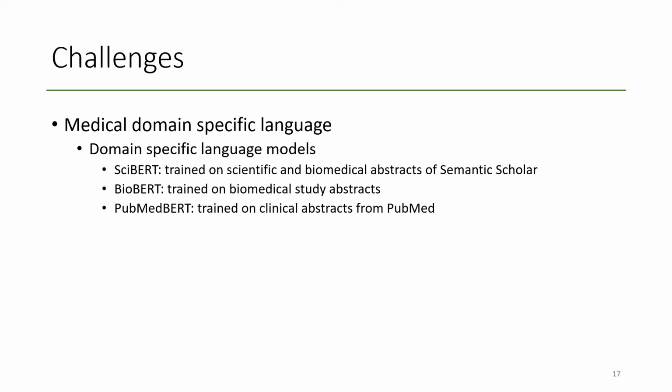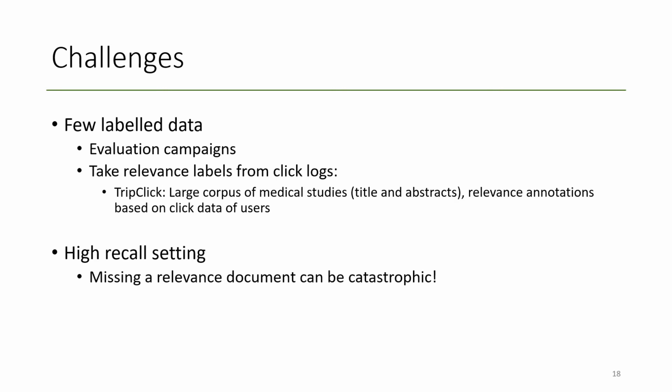So there are different models like SciBERT, which is trained on scientific abstracts of Semantic Scholar. Then there's BioBERT, trained only on biomedical study abstracts, and PubMedBERT, which is only trained on the abstracts of clinical trials. Another challenge for training neural information retrieval methods for tasks in the medical domain are the few labeled data you have in those domains. And as I already said before, there are some evaluation campaigns with the goal to create more data, to have more training data, to use neural information retrieval methods.